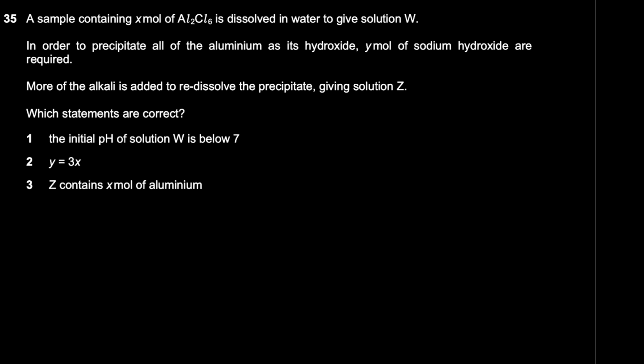Well, we know that this is true because we've learned this in period 3, that when Al2Cl6 is dissolved in water, it's hydrolyzed. It can be hydrolyzed by water, resulting in an acidic solution. So we know that aluminum chloride forms an acidic solution in water. So we can say that solution W is an acidic solution. So therefore, the pH is below 7.